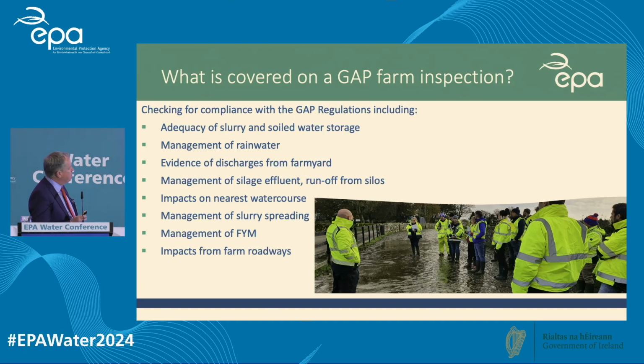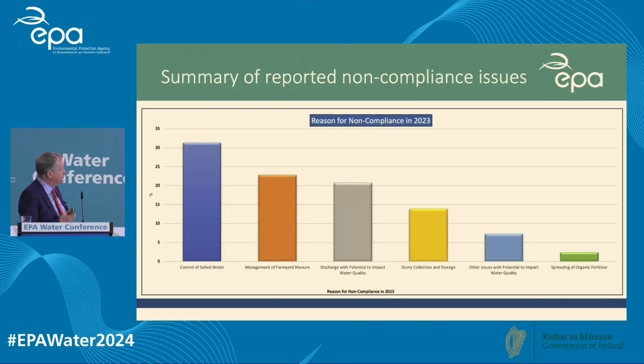Again, the compliance requirements are very clearly set out in the regulations, but you can see some of the issues that Stan would have mentioned, that the water quality programme is looking at: adequacy of slurry and soil water storage, the management of rainwater, evidence of discharges from the farmyard, management of silage effluent and runoff from silos, impacts on nearest watercourses, management of slurry spreading, management of farmyard manure, and then impacts from farm roadways as well. So they're the areas, a summary of the main things that are covered in inspections.